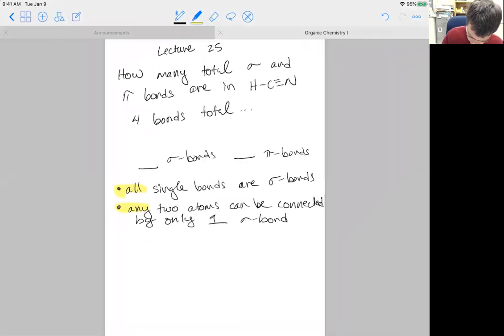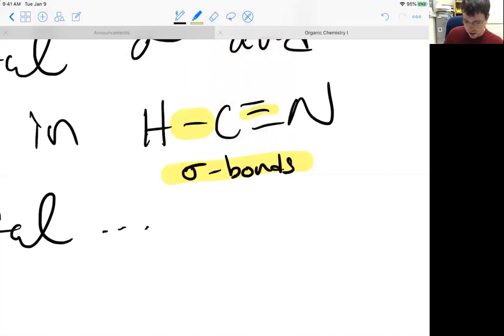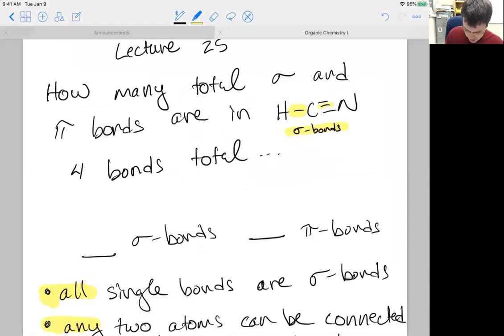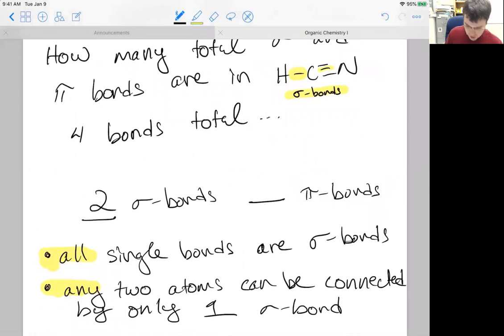So a few ways to look at this. Let's zoom in on this. There we go. So that is a sigma bond, and this is a sigma bond. Our sigma bonds are the bonds highlighted in yellow. And it could have been any one of the 3 bonds between the carbon and the nitrogen. I'm just showing you the middle one. So with that in mind, we only have 2 sigma bonds: a sigma bond between hydrogen and carbon, and a sigma bond between carbon and nitrogen. You can only ever connect 2 atoms together by 1 sigma bond.